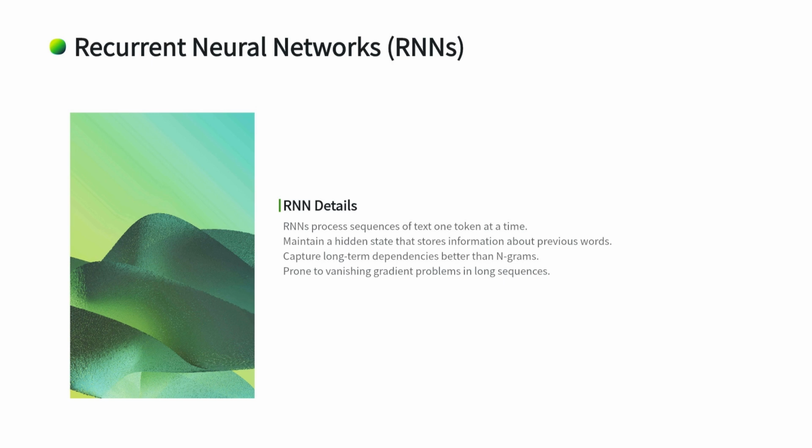However, RNNs also have their limitations. In long sequences, RNNs can suffer from the vanishing gradient problem, where gradients during training become very small, making it difficult for the model to learn from long-term dependencies. This issue was later addressed by more advanced models like long short-term memory, LSTM networks, and gated recurrent units, GRUs.